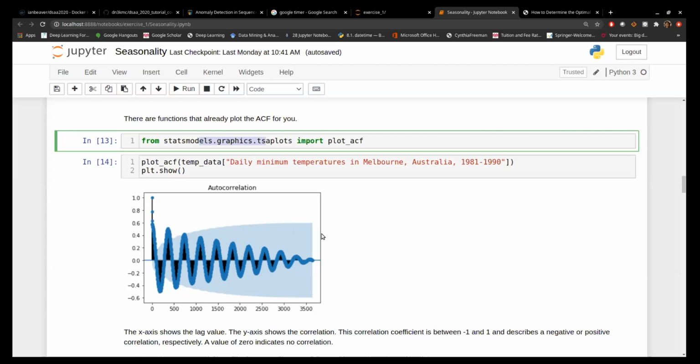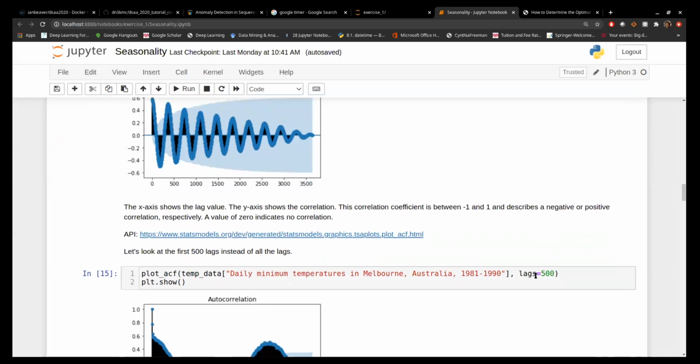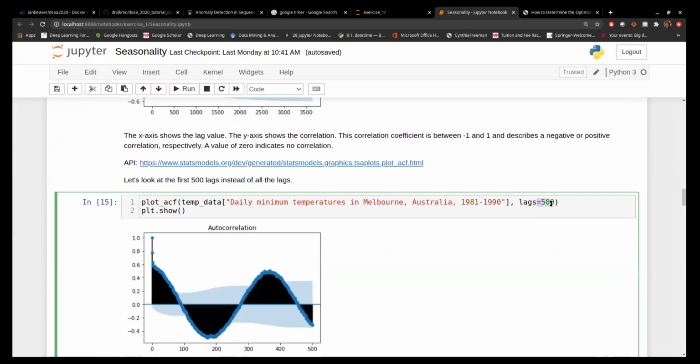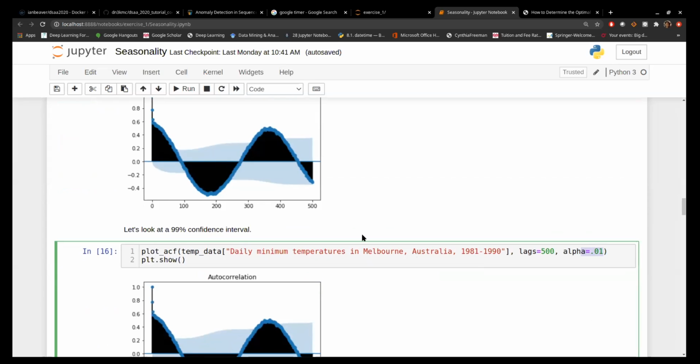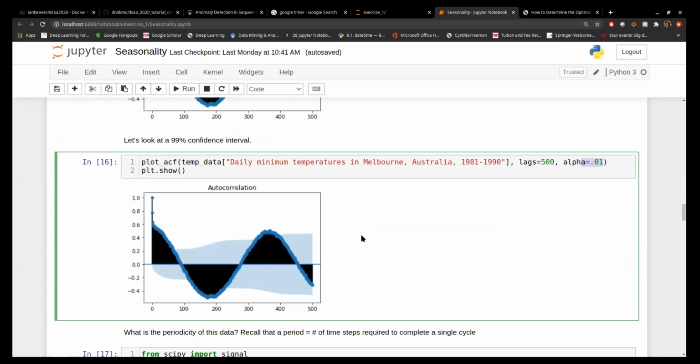By default, the number of lags shown is the max allowed, and the confidence interval is 95%, but you can easily change that. So in this case, I just want to look at the first 500 lags, and I want to look at the 99% confidence interval instead of the 95%. Looking at this autocorrelation plot, we notice that this wave repeats itself every 300 to 400 time steps. And it's actually 365, as we are seeing yearly seasonal temperature patterns.